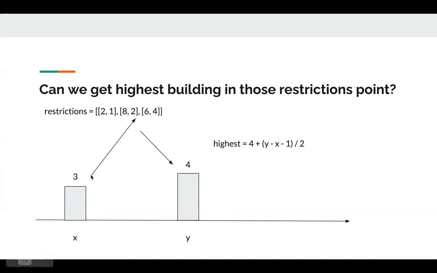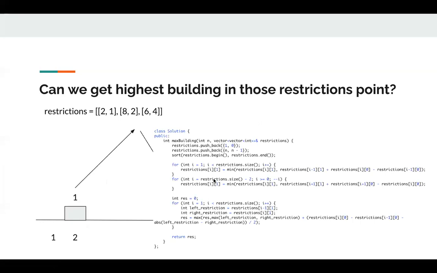It's also very simple. For x, we can just go one step further to make it x plus 1, 4. Then we can use the previous algorithm. The height is 4 plus (y minus (x plus 1)) divided by 2. Okay, so we have a result. For each iteration, we just calculate the highest building between these two restriction points. Then we update our result. Finally, we just return this result.